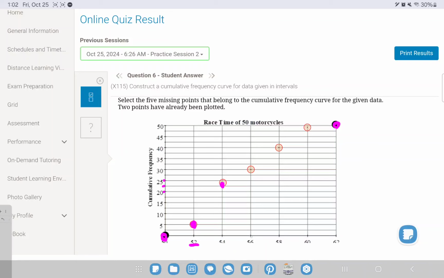Then when we saw it at 56, we added 7, we got 30, so it's exactly on 30. Then when it was 58, we added 10, so it's exactly on 40. When we were at 60, we added 9, which here is right below the 50, 49. And they gave us the 50 point. So that's all they're asking. They're telling you to add the frequencies to the one before it and graph it. That's it. Let's move on.